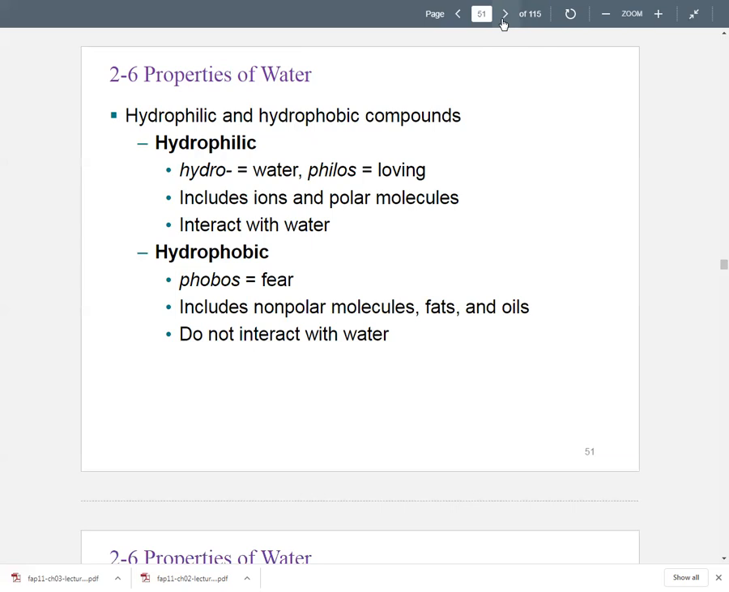Then there are hydrophobic molecules. Phobos, same root as the word phobia, means fear. These are nonpolar molecules like fats and oils, and they do not interact with water. It's like the greasy dishes that you leave in the sink overnight, where the grease rises to the top. Those are hydrophobic molecules. They clump together and separate from the water.